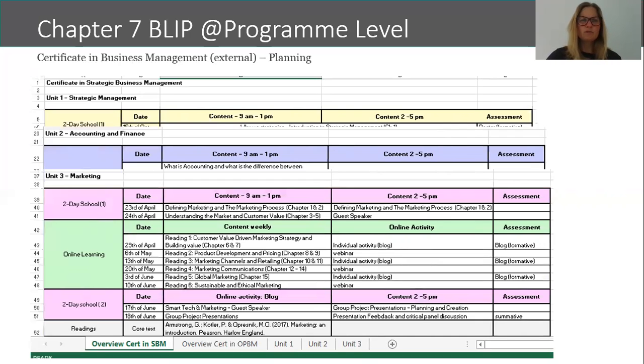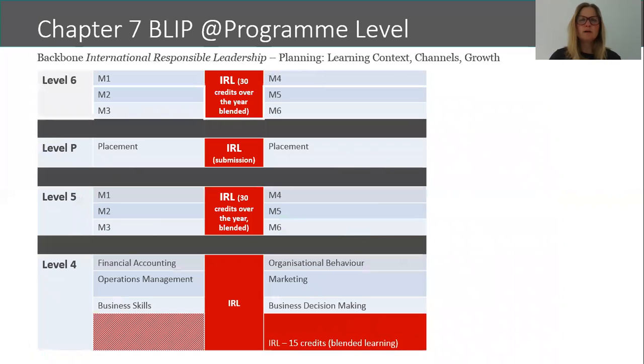Now, the final example is a backbone integration, which means that I was asked to work with somebody to think about how we can integrate international responsible leadership, so a number of different keywords, in an undergraduate program. So that's over 4 years. And here the most important aspects were around the learning context, the learning channels that we can use, and then the learning growth, obviously. So we knew the context.